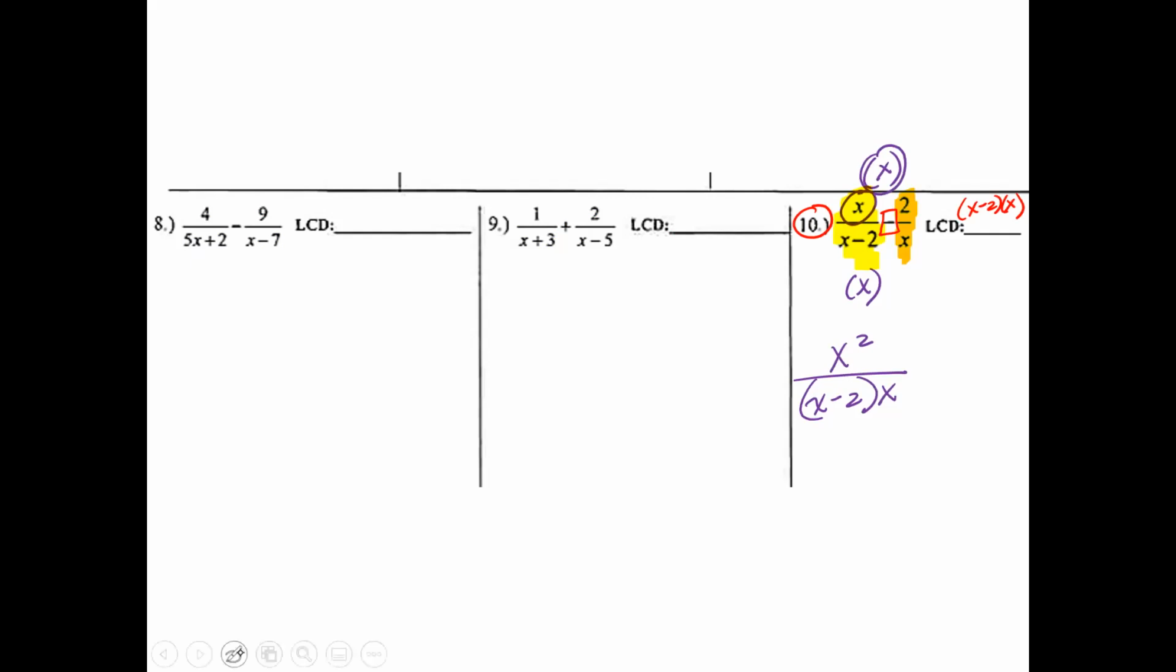Then I'm going to take a look at the orange one. So with the orange one, what am I missing? I am missing, let's see, x minus 2, top and bottom. So my denominator is x minus 2 times x. But then my numerator, you got to distribute that 2, okay? And it's not just a 2, it's a negative 2 because it's a minus. So negative 2 times x is a negative 2x. Negative 2 times negative 2 is a positive 4.